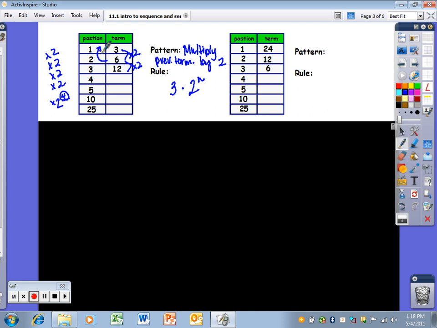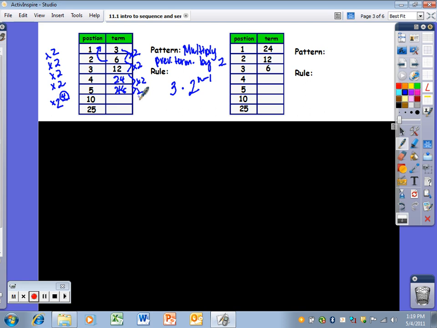I need to go back a term. So what happens when you go back in mathematics? You subtract 1. Let's see if that works. 1 minus 1 is 0. 2 to the 0 is 1 times 3 is 3. 2 minus 1 is 1. 2 to the 1st is 2 times 3 is 6. Is it working? 2 squared is 4 times 3 is 12. So times 2 times 2.